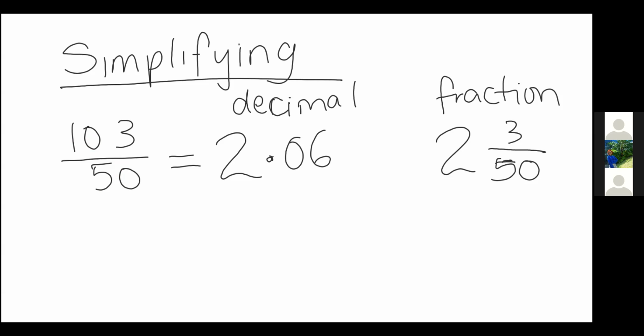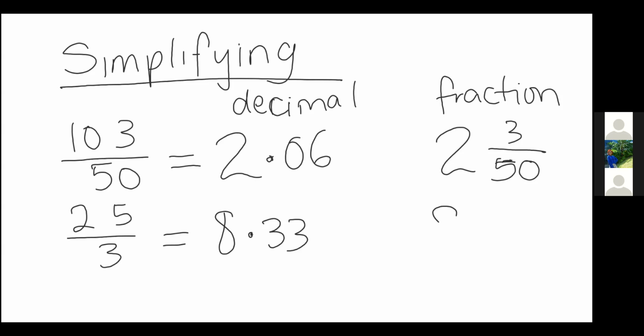Let's do something else. Let's say I had 25 over 3. How many times can 3 go into 25? We know that's an 8. So if you use a calculator and say 25 divided by 3, you'll see 8.333, etc., right? So I know my whole number is 8. So I can put 8.33 for my decimal, but for my fraction, I have to put 8 and I have to find the remainder.